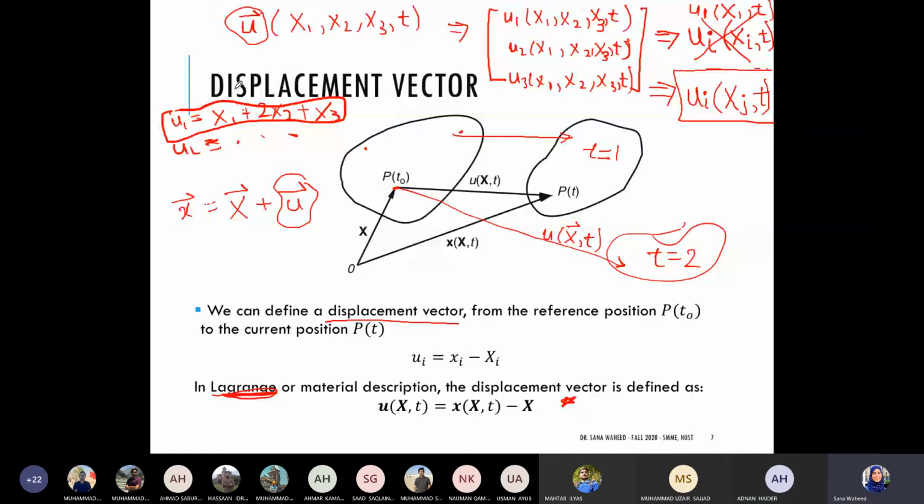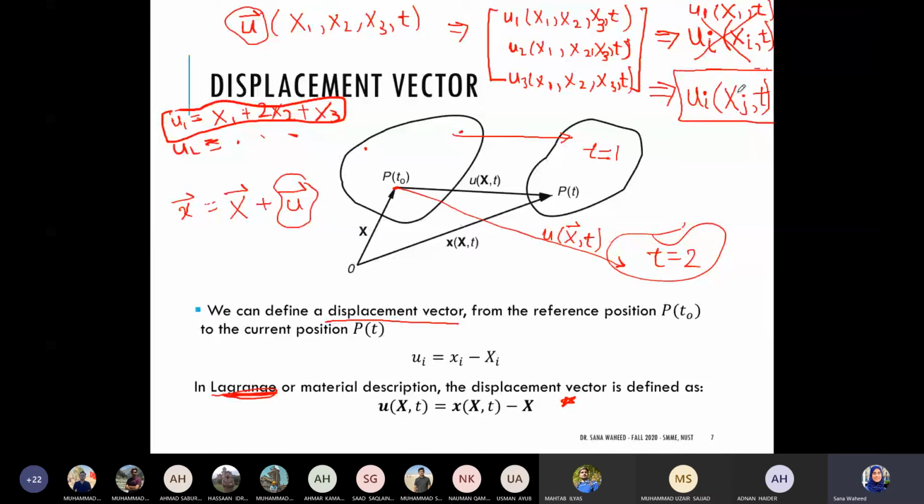Okay, that's why I have these two separate indices. They do not represent free indices or dummy indices at all right now. All they're representing is that ui is a vector which depends on another vector xj. That's it. Because these brackets mean function of. Okay, so I hope that's clear.